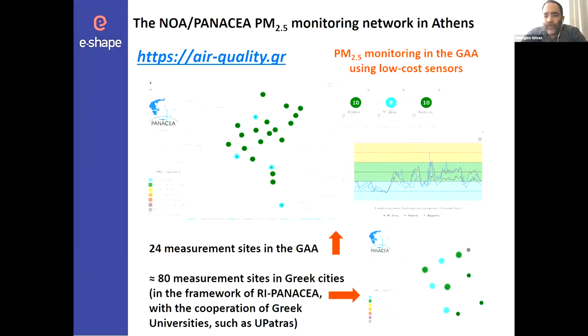This platform has been developed by the National Observatory for the National Research Infrastructure Panacea and gathers information from such monitors all over Greek cities from Panacea partners. The National Observatory has monitors in Athens and other Greek cities, and there's also a large contribution by the University of Patras with about 40 sensors in Patras and other cities in Greece.